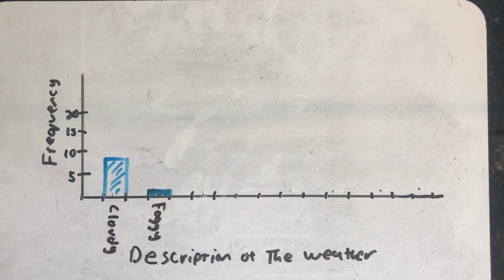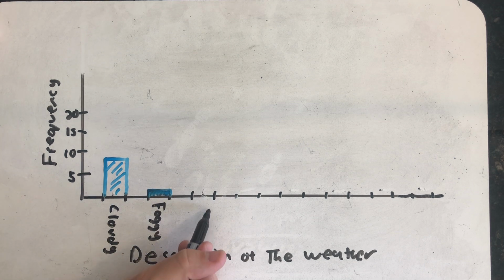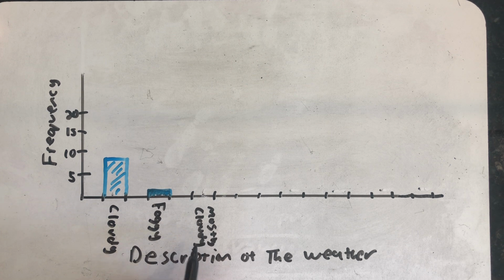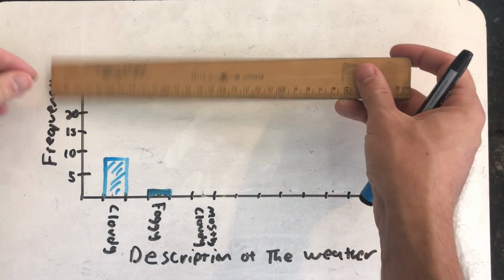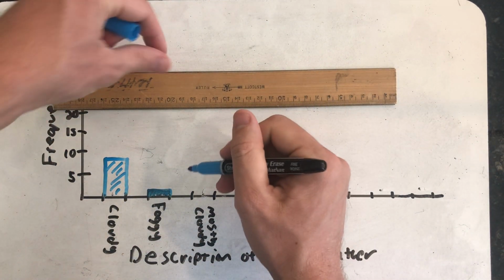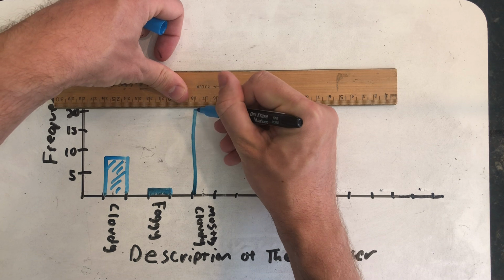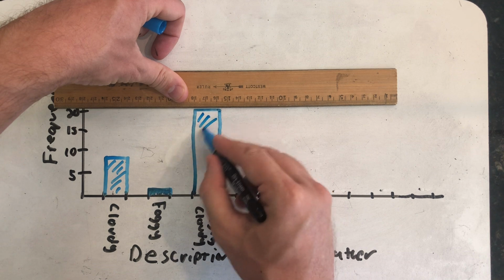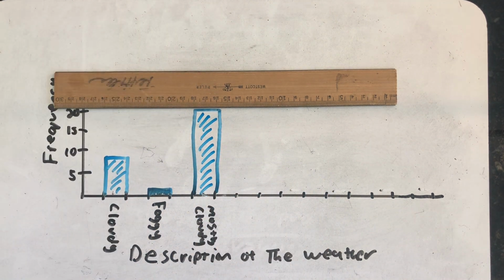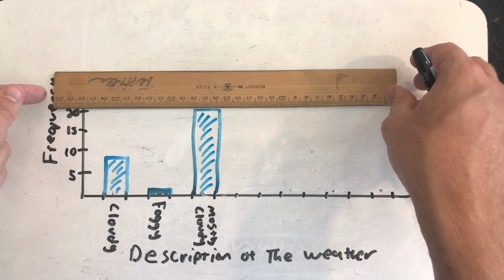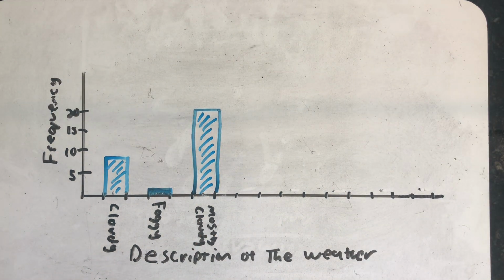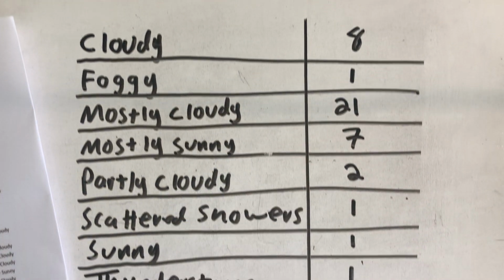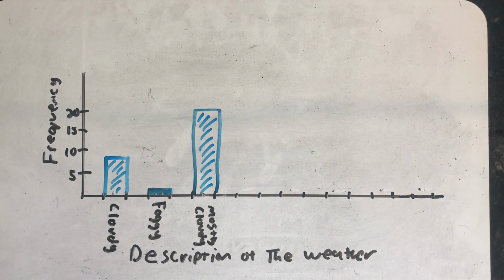Mostly cloudy. There were 21 days that were mostly cloudy. So this bar goes all the way up to where 21 would be. Of course, if I wanted to do this very well, I should be using the ruler for all the sides of the bars and taking my time to do it, but nothing too tricky here. All right, the next category in my table. So that was mostly cloudy. The next one up was mostly sunny, and there were 7 of those.